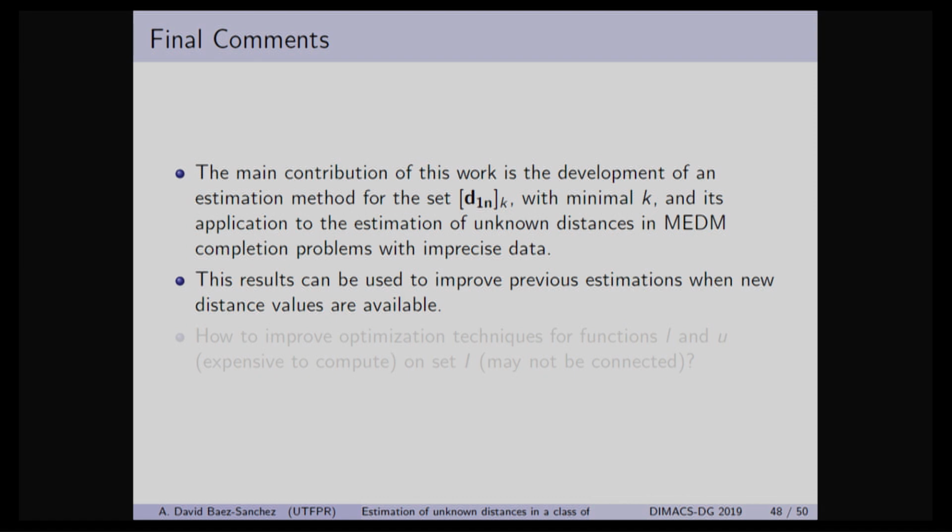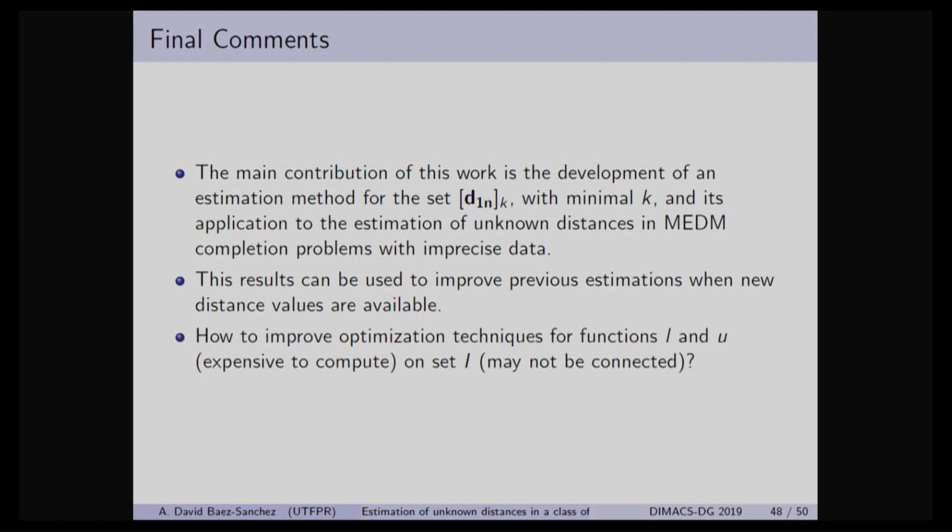As I discussed just before, these results can also be used to improve estimations when new distance values are available. One of the problems here, of course, is whether there is a way to improve the optimization techniques, because I'm using a really naive approach. It is a black box optimization. These functions are really expensive to compute. In the middle, if I want to compute these values, I have to compute a pseudo inverse, so this might be expensive. And also, when you start going to upper levels, this set is not connected, because you're having different estimations. So there are a lot of things to do here.